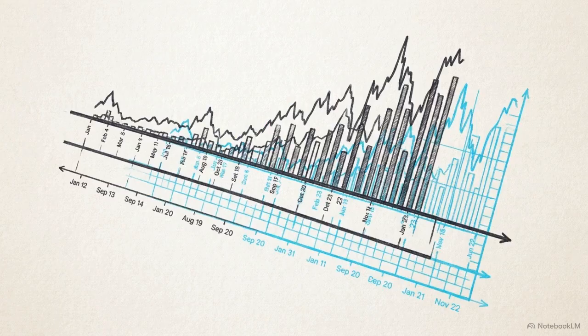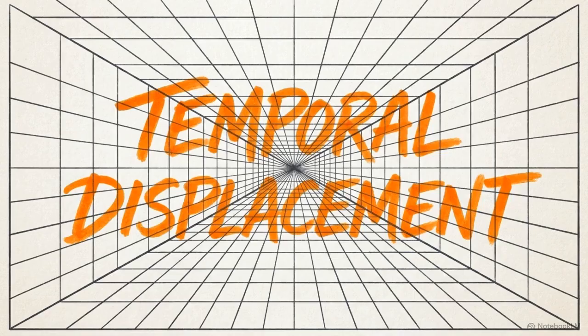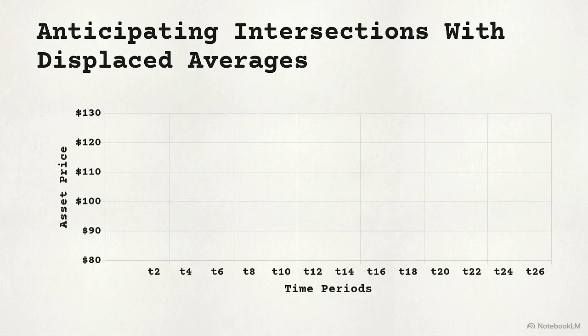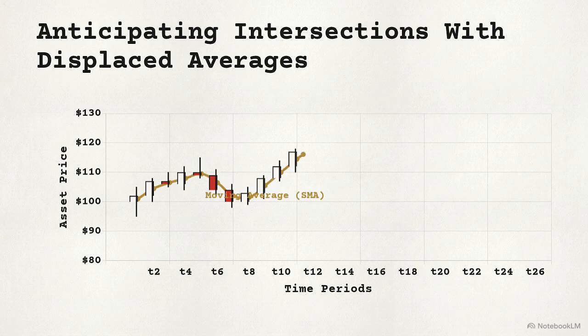We have altered how data is weighted. Now we manipulate the temporal axis itself. This brings us to the third mechanism, the displaced moving average, or DMA. By definition, a DMA is simply a standard simple or exponential moving average whose plotted coordinates have been shifted horizontally forward or backward by a set number of periods, k.